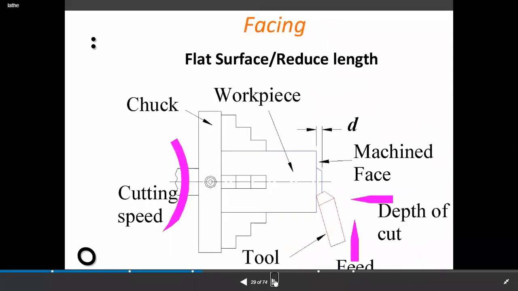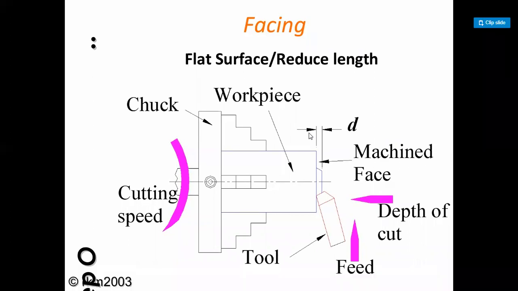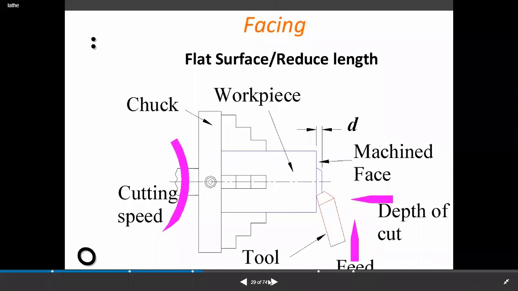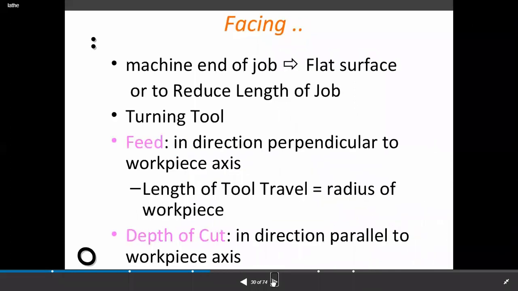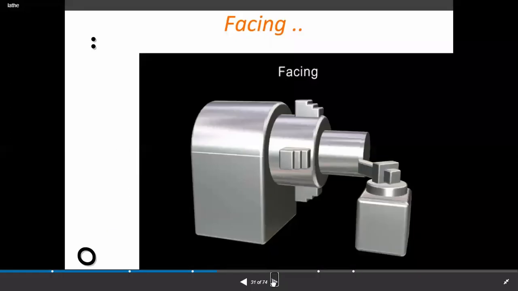So this is the facing operation. Cutting speed means rotating your job at a certain n revolutions per minute. Then the face of the job is to be machined. That is called the facing operation. The tool is at a somewhat inclined angle. The tool is given the feed in this upper direction. That is your depth of cut given by small d. So that is your facing operation, making a flat surface or reducing the length of the job. We have already seen facing operation on the machine also.